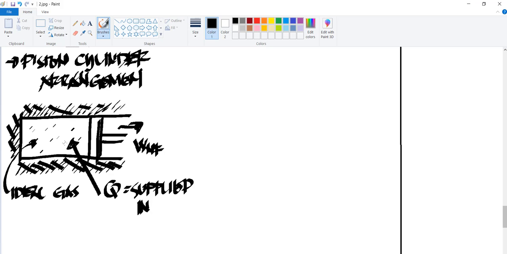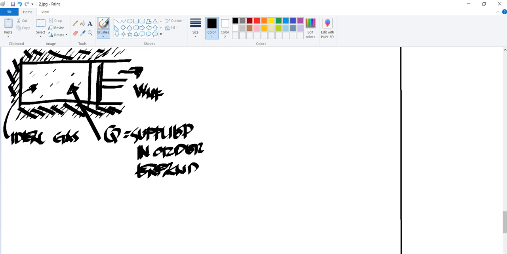Then you supply heat in order to expand. So as you expand, you produce a non-flow work. Okay. And here you have mass in equal to mass out, which is equal to 0, since there is no crossing of the boundaries, no? So the mass is contained. So you have your ideal gas here, staying here.